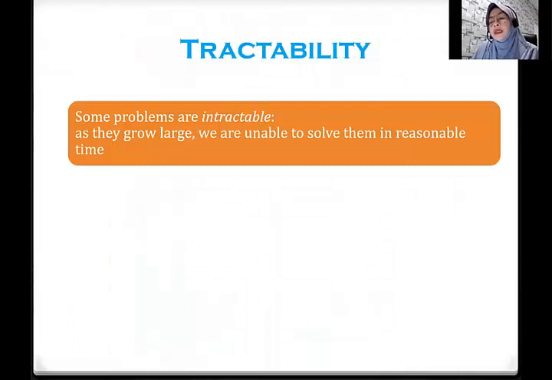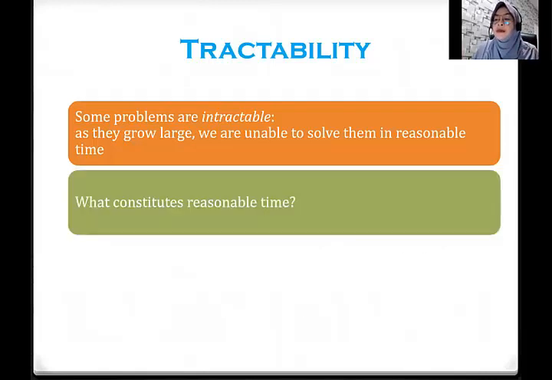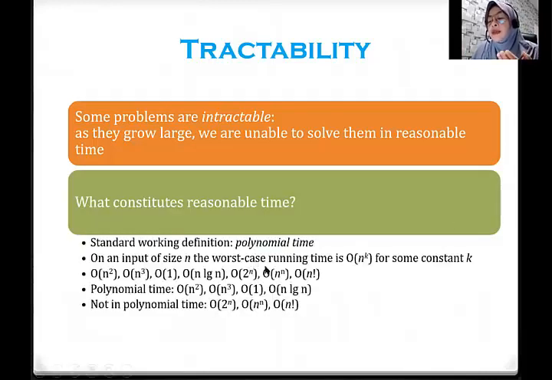So what is tractability? Some problems are intractable. As they grow large, we are unable to solve them in reasonable time. What constitutes a reasonable time? For input of size n, the worst case running time is O(n^k) for some constant k. So we can have O(n squared) and so forth. Polynomial time means functions like O(n squared), O(n cubed), O(1), O(n log n). Not in polynomial time are O(2^n) and O(n^n).